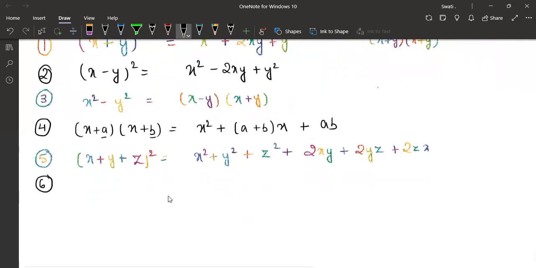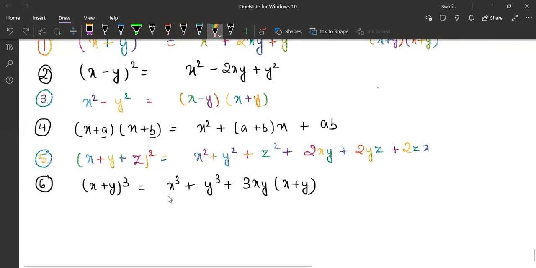Now we have covered the squares, so it's time to cover the cubes as well. The first formula I'm going to write down is x plus y whole cube, again a very important and very famous formula. It says x cube plus y cube plus 3xy in bracket x plus y. If you want, you can also write this as x cube plus y cube plus 3x square y plus 3xy square. You can multiply it out, but I prefer this way because it's very simple to remember. Let's move to the next one.